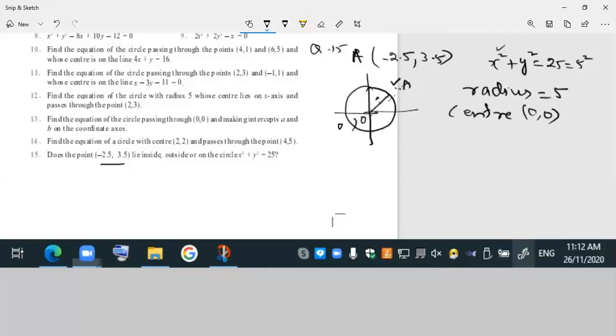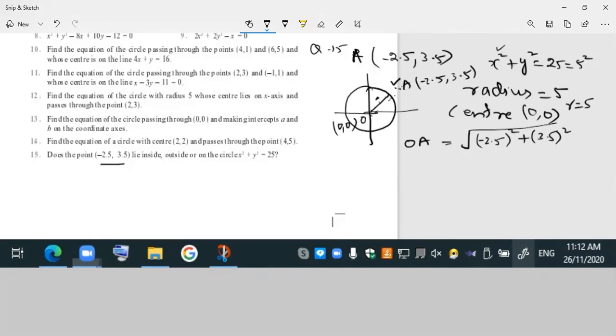So we have to find OA. O is the origin (0, 0), and A is the point (minus 2.5, 3.5). We will find the distance OA and compare it with the radius of the circle, that is 5. If it is more than 5, it will lie outside; less than 5, it will lie inside; equal to 5, it will lie on the circle. So OA is the distance we have to find, using the distance formula: minus 2.5 minus 0, 3.5 minus 0.